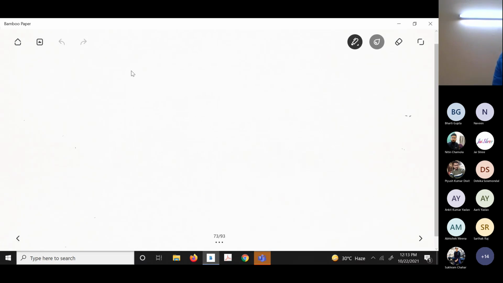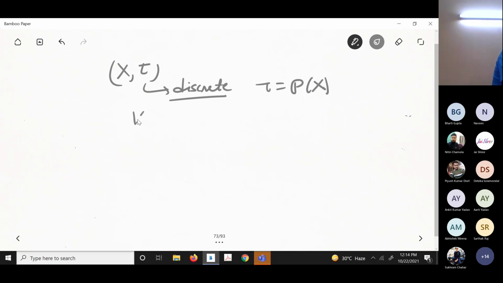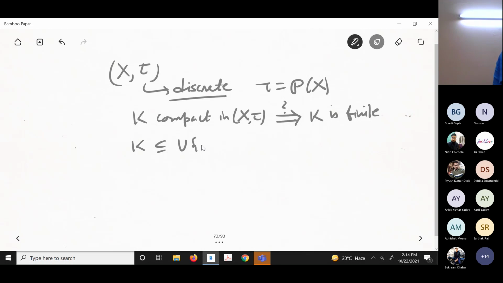Let (X, tau) be discrete. Remember that here every subset is open, that means tau equals the power set of X. Now look, if you take a compact set K in (X, tau), then K has to be finite. The reason is very simple. I can take specially all the singletons {x}.